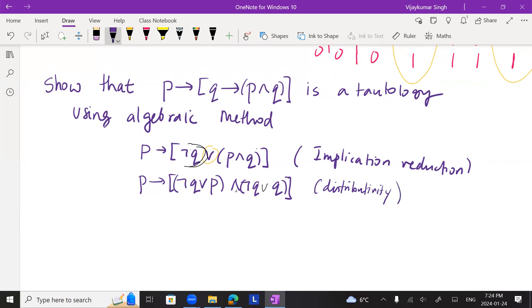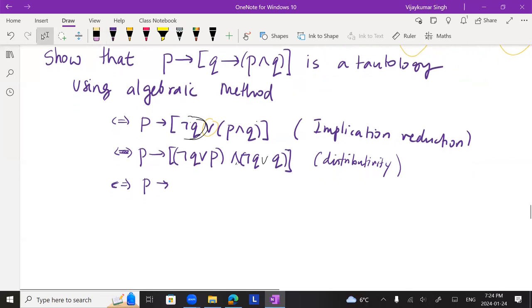Okay, now let's see if I can simplify this any further, okay? So I have P implies, so this, yeah? So then I have this statement. I can write it like this because each of these steps are equivalent steps. So now I have negative Q or P. And then I have and. What is negative Q or Q? It is always Q.